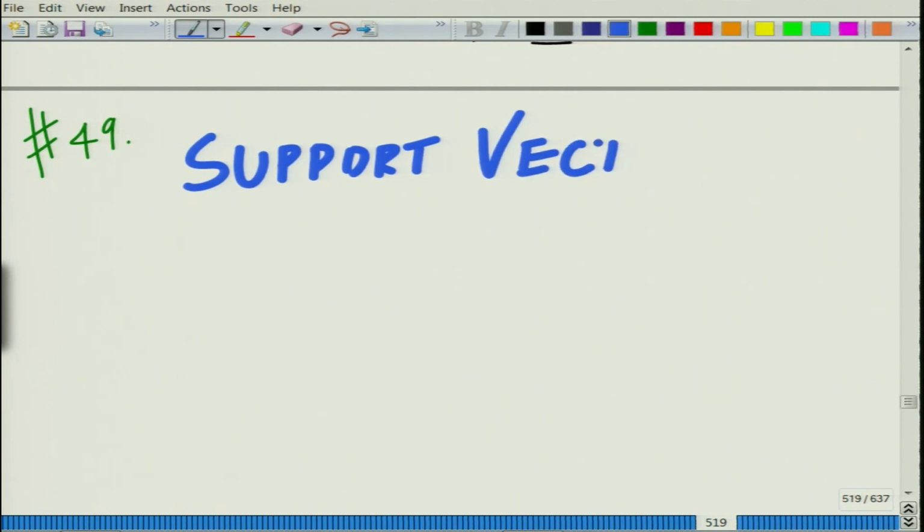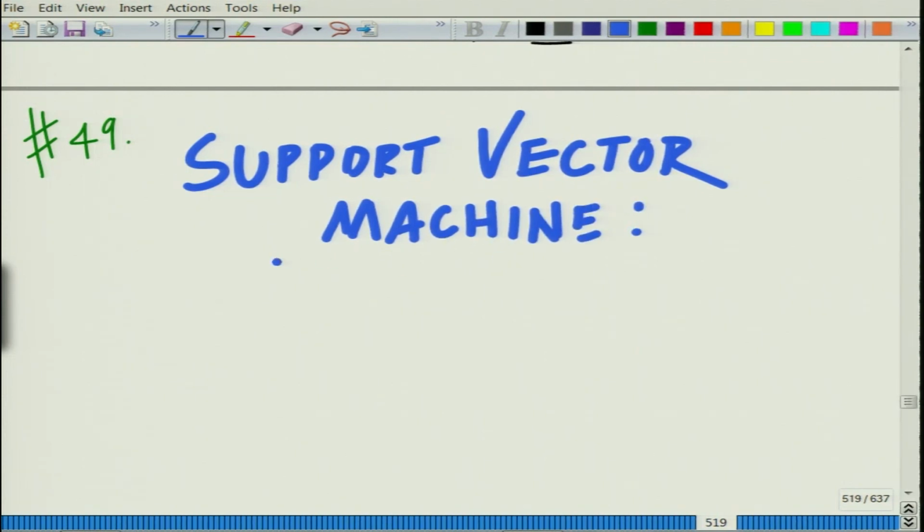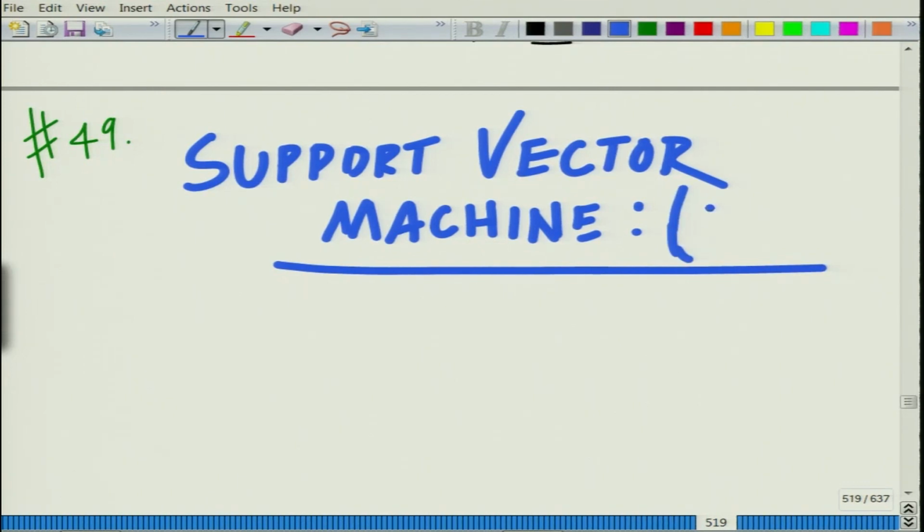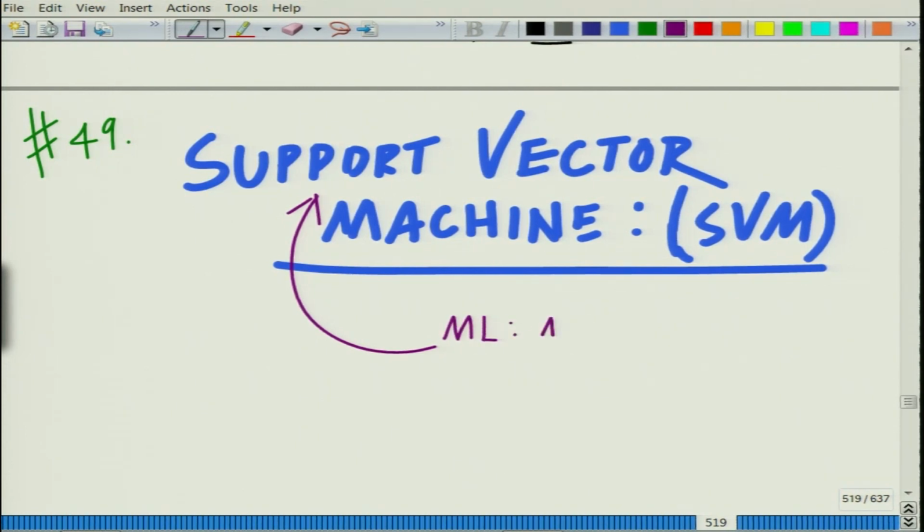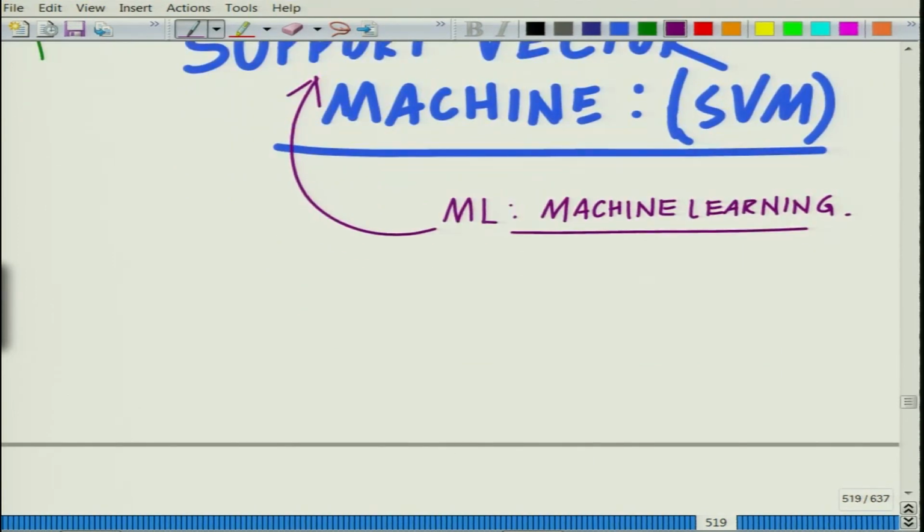this very important classifier termed as a support vector machine. The abbreviation is SVM. This is a very important application in the context of ML, as you are already familiar, that is, machine learning. Okay. Now, what is a support vector machine?